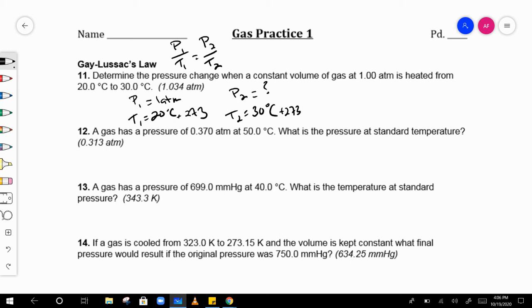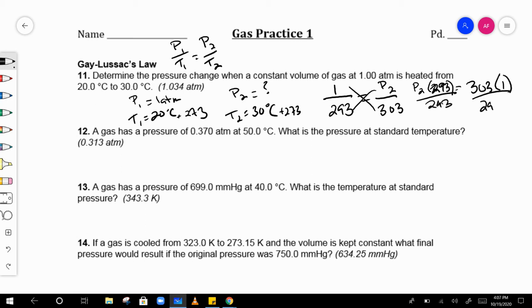Next, all right, P1 is 1, T1 is 293, P2 we don't know, T2 is 303. So solving for P2 here, we cross multiply, so P2 times 293 equals 303 times 1. Divide by 293, divide by 293, P2 should equal 1.0348.